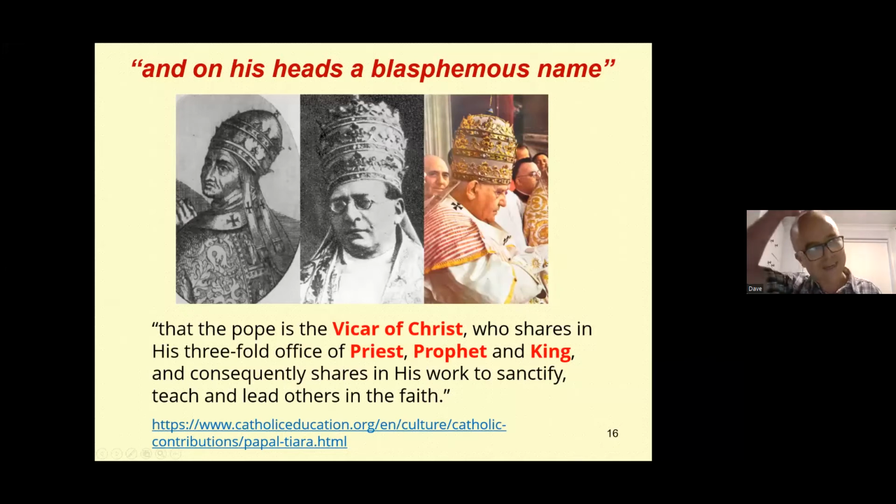And when you look at the Catholic Encyclopedia and all the Catholic documentation, you realize it tries to explain what the tiara represents, and there are several different interpretations of it. But here is one from the Catholic website. It says that the Pope is the Vicar of Christ who shares in his threefold office. That's why it's a three-tiered crown, the tiara. The threefold office of priest, prophet, and king, and consequently shares in his work to sanctify, teach, and lead others in the faith.